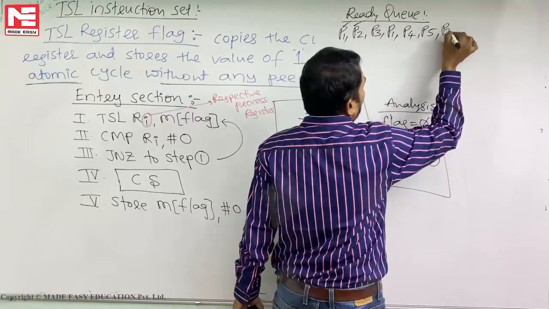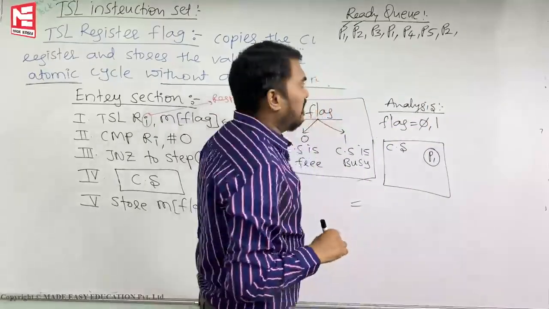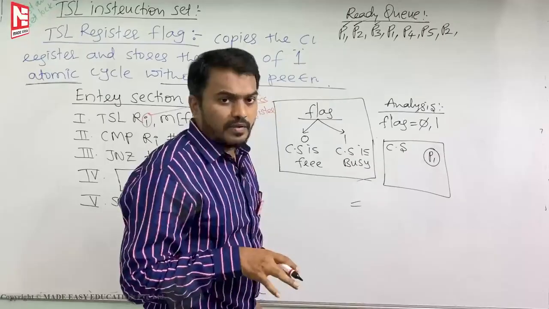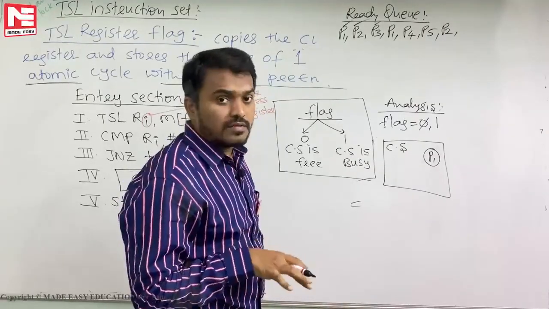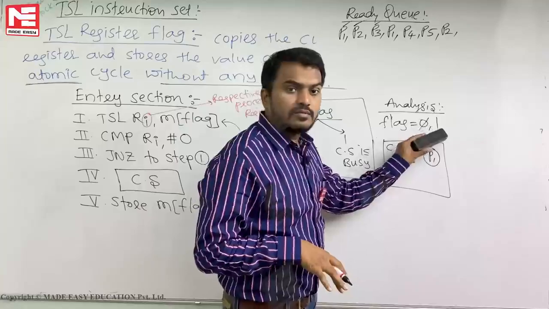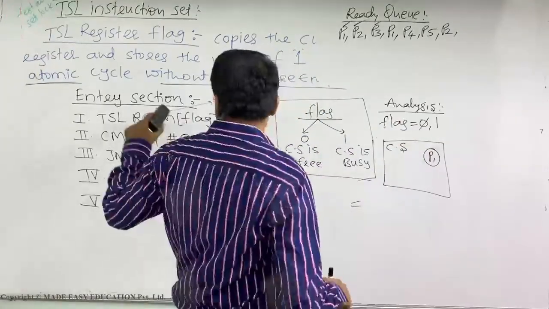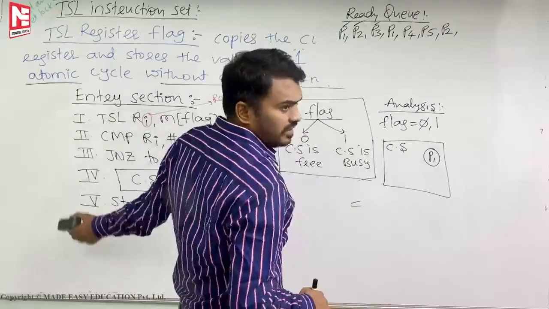what? Ready queue. Next in the line is what? P3. Now P3 again scheduled onto the CPU. Now what is the flag value now? 1. So when P3 is scheduled, flag value 1. So P3 will execute only these 1 2 3 instructions.